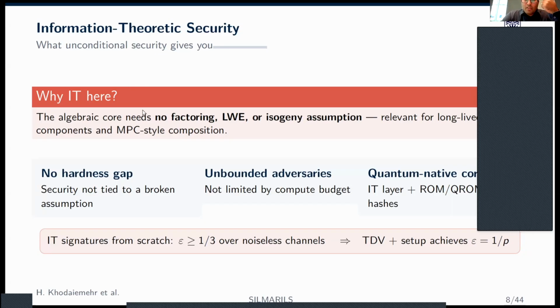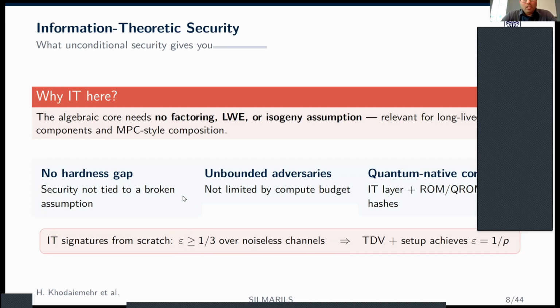There is also a classical limit: a plain IT signature over a noiseless channel alone cannot bear error more than 1/3. So we use designated verification and, in three-party mode, authenticated channels to reach error 1/p. It's very simple: if you want to design IT signatures from scratch, then you must have error greater than 1/3 over noiseless channels. So this simply indicates that this is not that easy, and this is also a non-trivial problem.